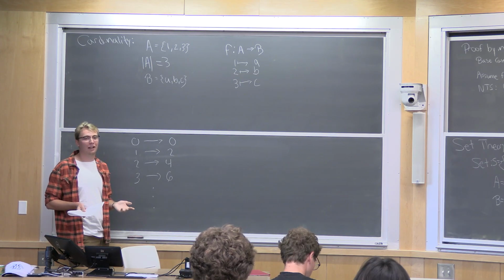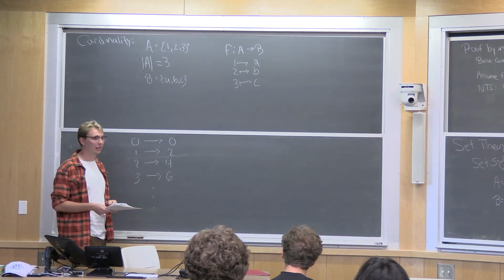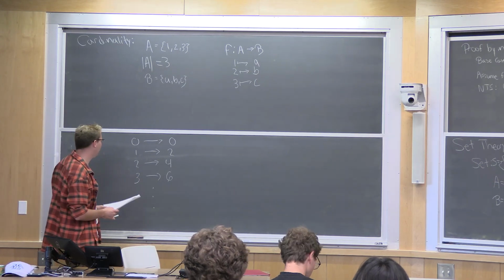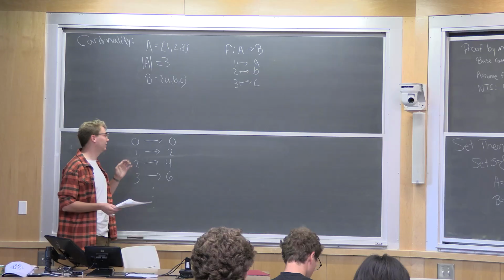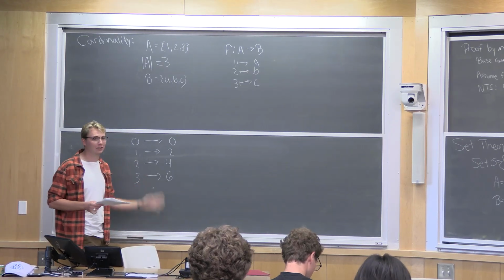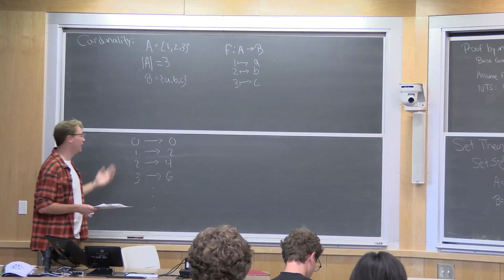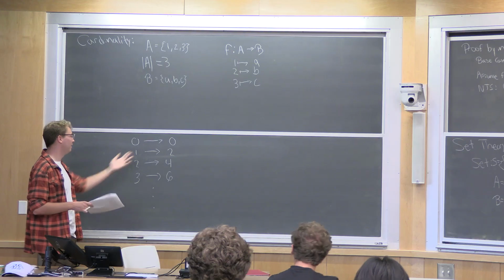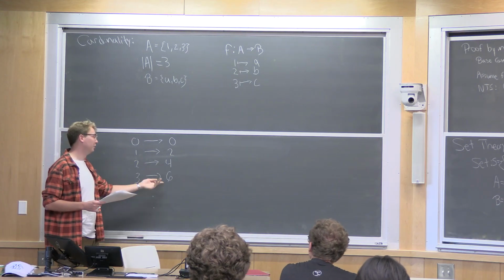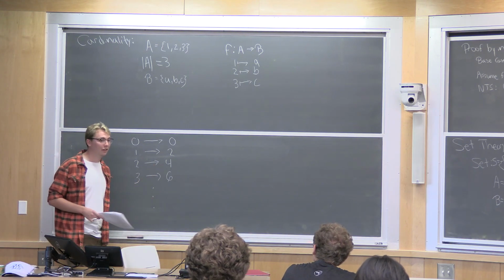a definition of an infinite set, which will be called Dedekind infinite, is if it is equinumerous to a proper subset of itself. So the natural numbers are an infinite set because it is equinumerous to a proper subset of itself.